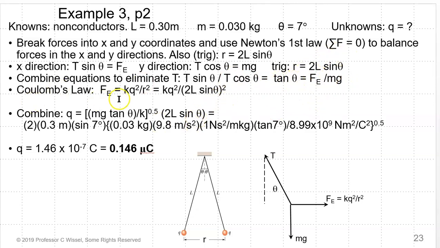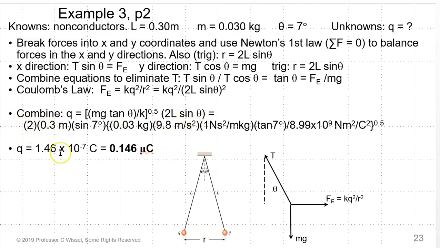So we wind up at F equals kq squared divided by r squared, and that's just from Coulomb's law. That has to equal kq squared divided by the quantity 2L sine theta, squared. We can combine and end up with this: q equals the square root of the quantity mg tangent theta divided by k times the quantity 2L sine theta. Now at this point, we're ready to start plugging numbers in, being careful with units and writing the units down so we know that they're correct. I took this 2L sine theta.